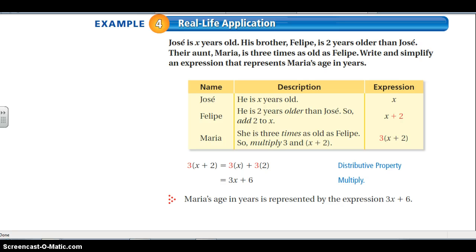And if you use the distributive property, you get 3x plus 3 times 2, and the final answer is 3x plus 6. That's how her age is represented. All right, now if you would, do the one on your own on page 136, number 10. You will have to show your work in some way. Come on back after you've done that.